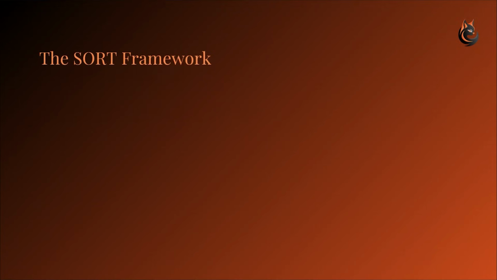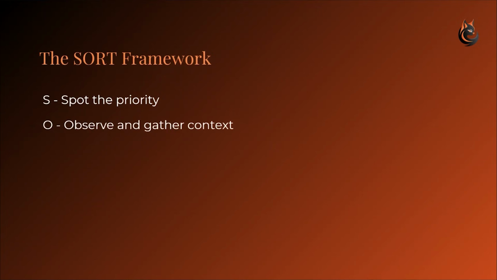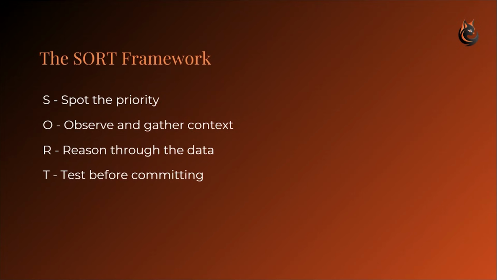All right. How are we gonna turn this into a process? Now I'm gonna use the SORT framework. So SORT, S stands for spot the priority, O, observe and gather context, R for reason through data, and then test before committing. So let me talk about each of them.